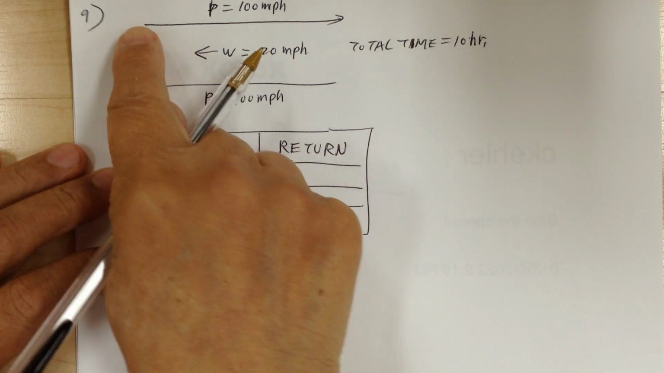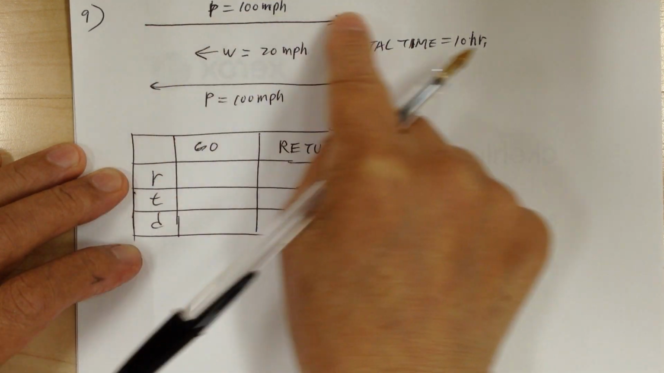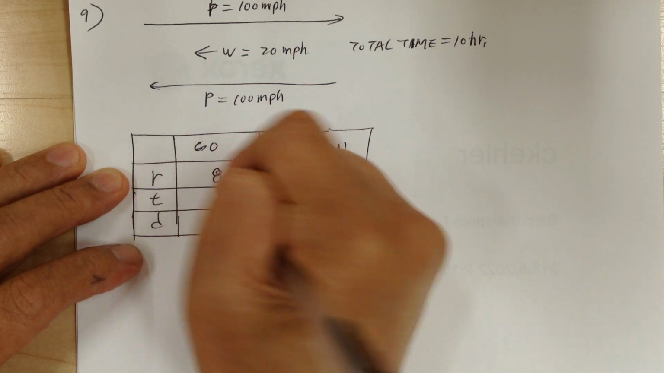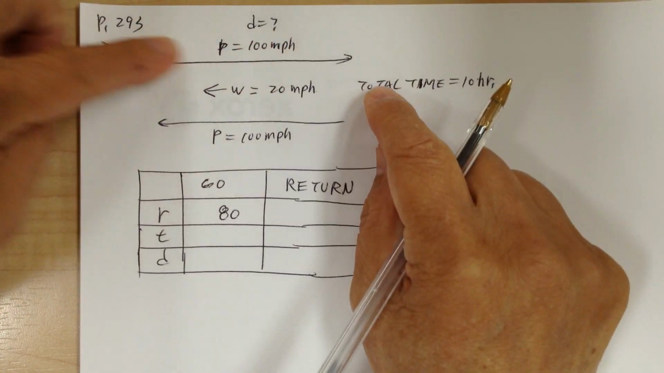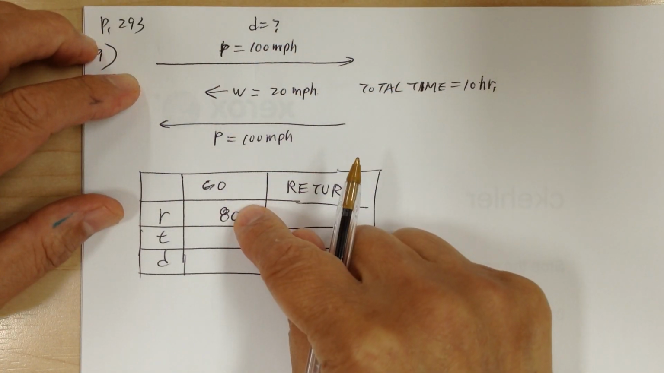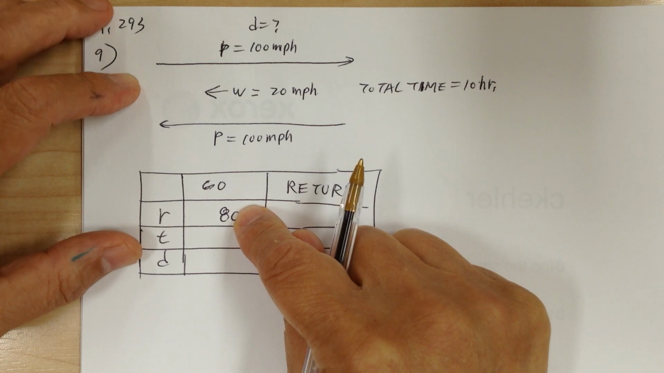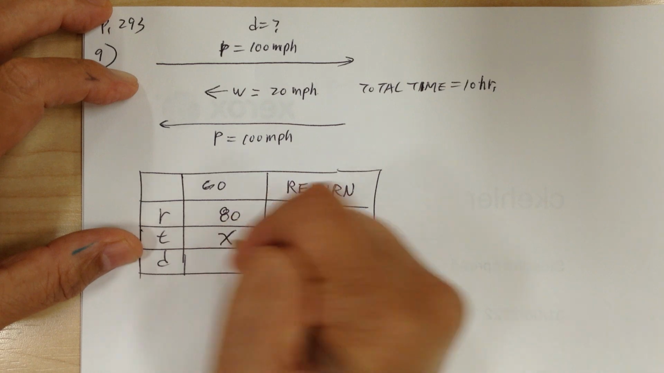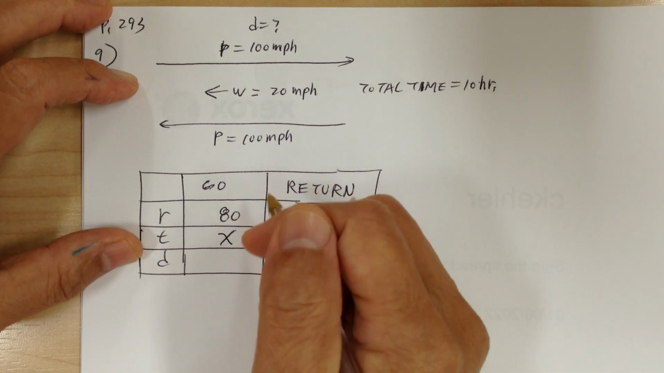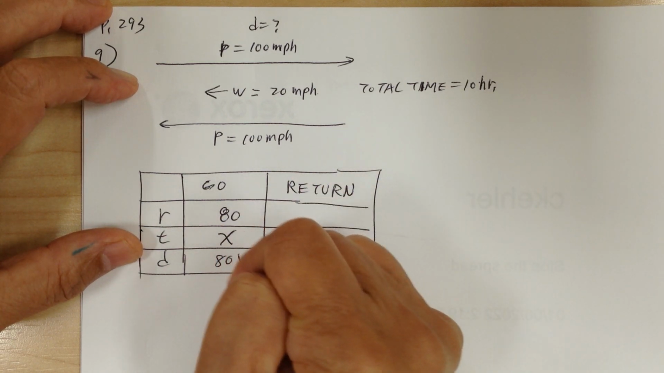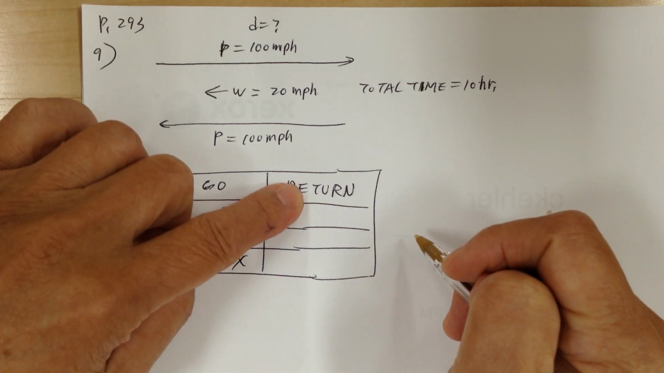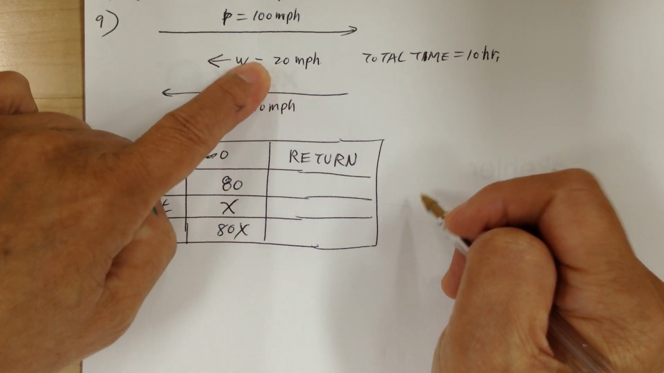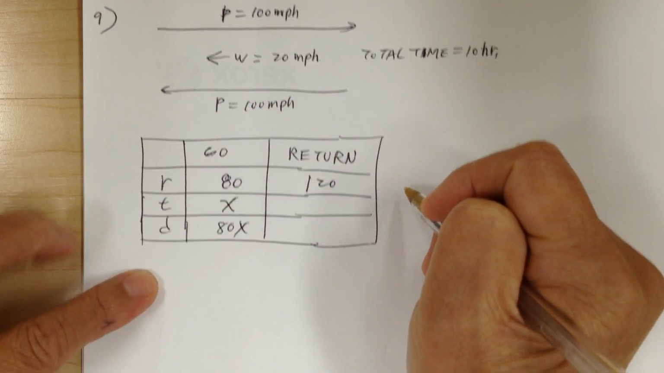The rate of going: notice that the airplane is flying at 100, but I get a headwind of 20, so you're going at a net of 80. Because you're going at 100 and the wind's blowing back at 20, you get 80. And the time, you don't know, so let's call that x. So this would be 80x. Now the return coming back, the airplane is going at 100 and the wind is blowing at 20, so it would be 120 for returning.